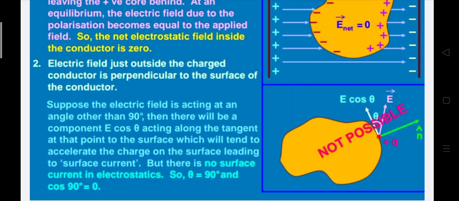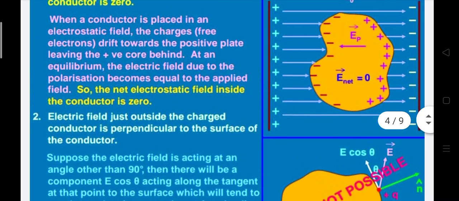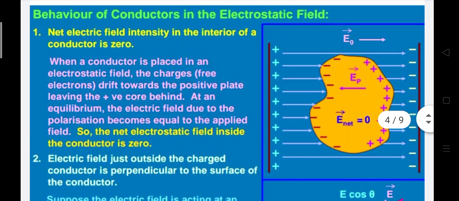Now we are talking about the effect of a conductor when placed inside an electric field. The electric field intensity in the interior of a conductor is 0. That is, inside the conductor the electric field is 0.